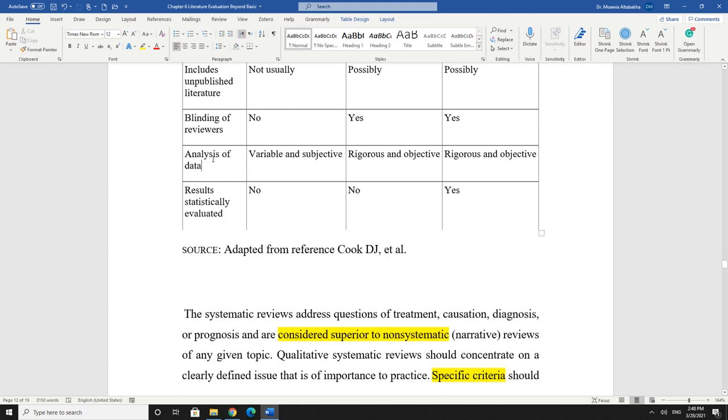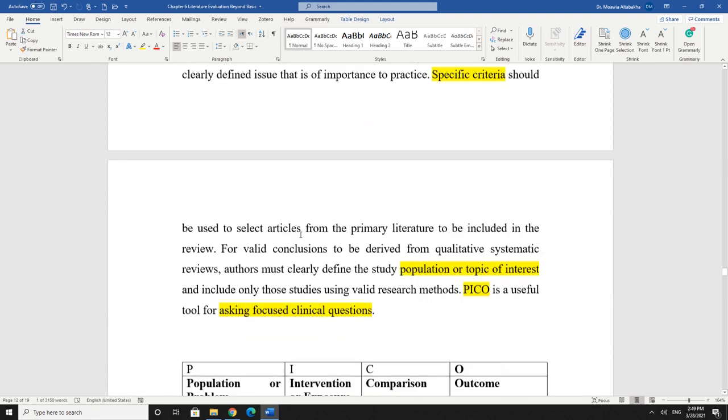Analysis of data: for non-systematic reviews it's usually variable and subjective, while for systematic reviews it's rigorous and objective. They analyze things rigorously, critically, and objectively. Are the results statistically evaluated, meaning they are put together and then analyzed? In non-systematic reviews, no. In qualitative reviews, they don't put the results together and then do the analysis, while in quantitative reviews they do that. Okay?